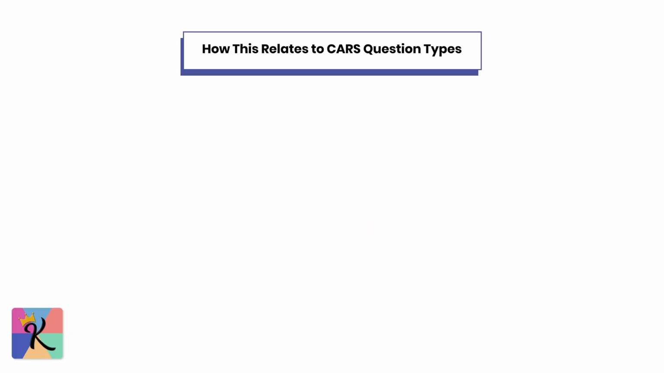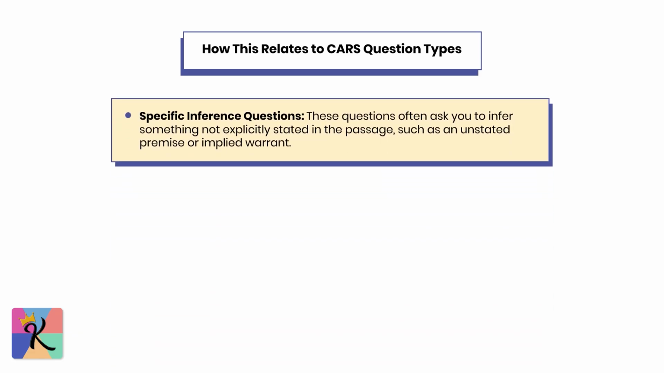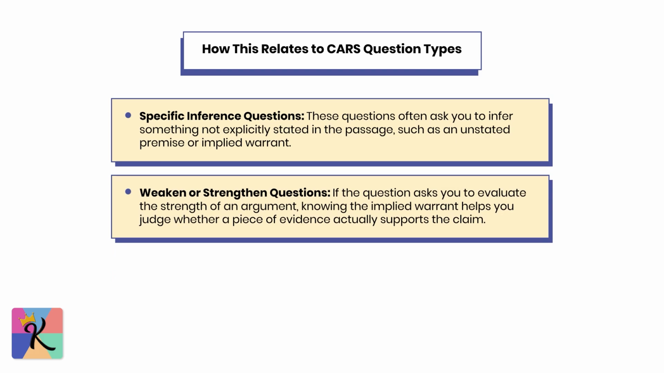How this relates to CARS question types. Let's talk about how these concepts show up in different types of CARS questions. Understanding missing premises and implied warrants will especially help you with specific inference questions. These questions often ask you to infer something not explicitly stated in the passage, such as an unstated premise or implied warrant. Weaken or strengthen questions.